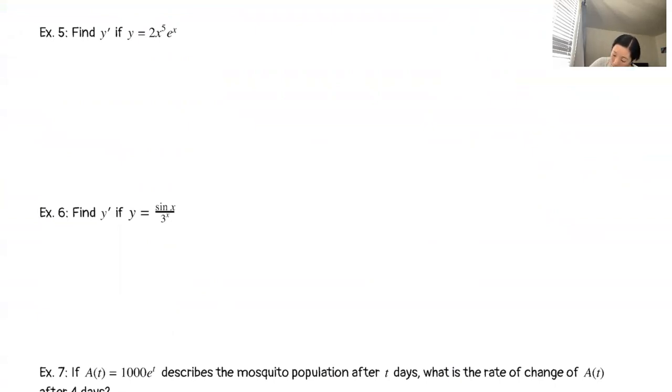Now right here, I should be clued in that I'm going to need the product rule. 2x to the 5th times e to the x means I need to have the product rule. Let's set up our product rule. u equals 2x to the 5th and v equals e to the x, and du is going to be 10x to the 4th, and dv is going to equal e to the x.